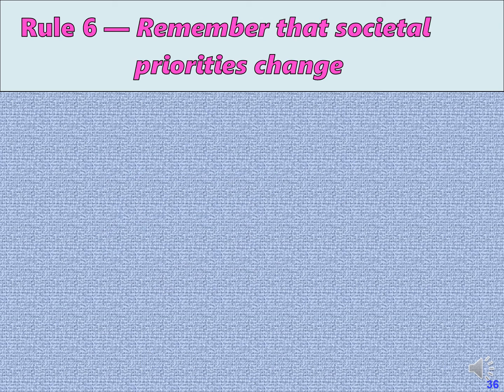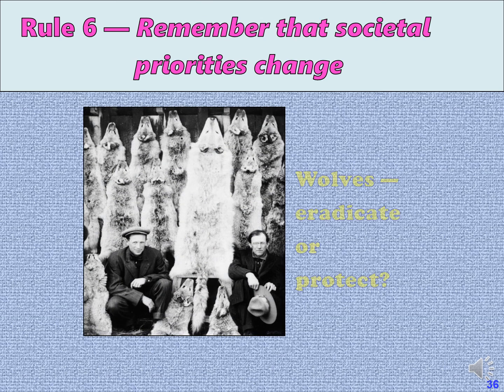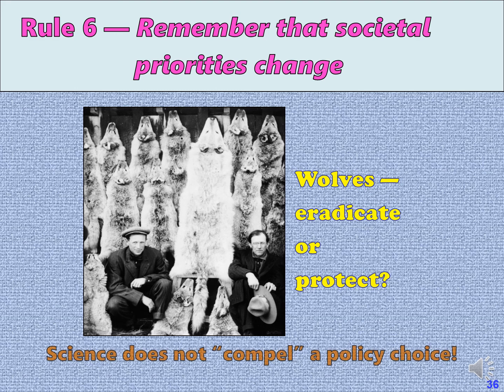Rule 6: remember that societal priorities change, and there's nothing wrong or right about that. For example, 100 years ago, the public paid people to kill wolves. The public wanted them eradicated because they kill sheep, livestock, deer, and other things that people valued. And now we spend a significant amount of effort to restore wolves, at least to some parts where they were eradicated. Neither is right or wrong.